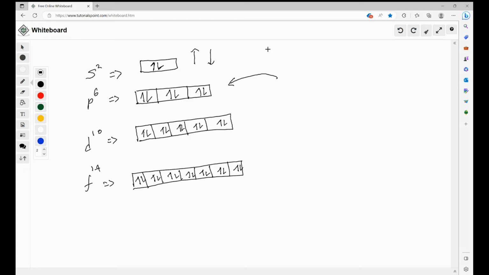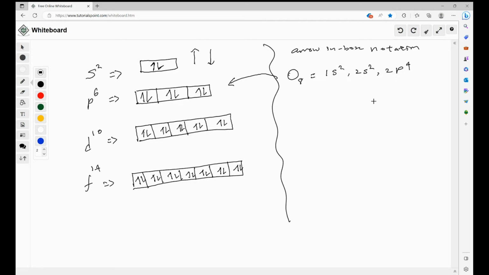Right. So let's think about a question where we use arrow in box notation. Yeah, it's called arrow in box notation. Give the electronic configuration of an oxygen atom. Oxygen is 8. 1s2, 2s2, 2p4. It's a fourth group element you can find in the second period as a p block element. So what is that arrow box? Exactly what I drew here.